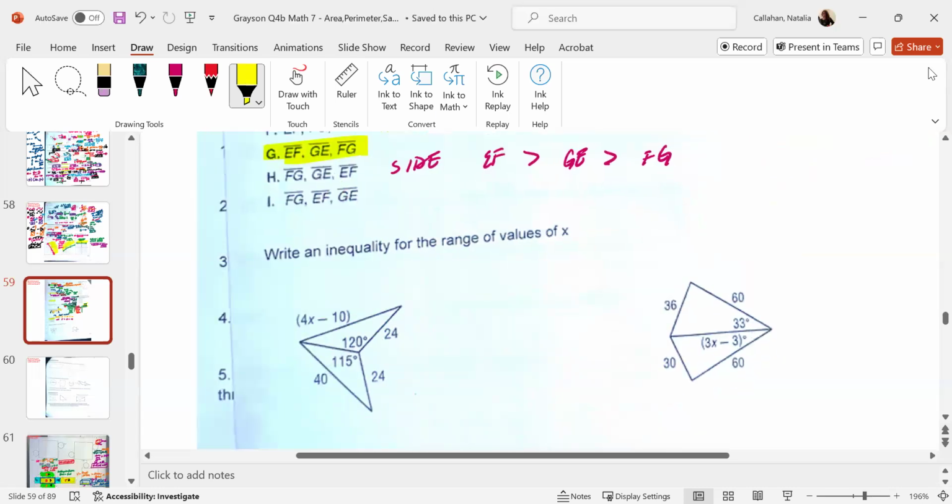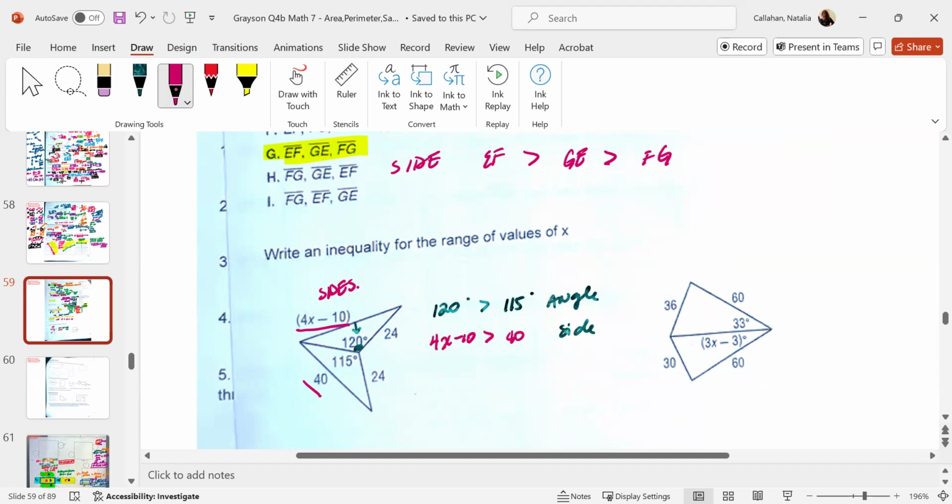Write the inequality for the range of values of x. Okay. So, here is x, and here is 40, correct? These are sides, correct? Well, let's look at the angle. What's the angle opposite of the side? The angle that's opposite is right here. Is 120 degrees bigger than 150 degrees? Yeah. So then write down the side. The side is going to be 120 if 4x minus 10 is greater than 40.